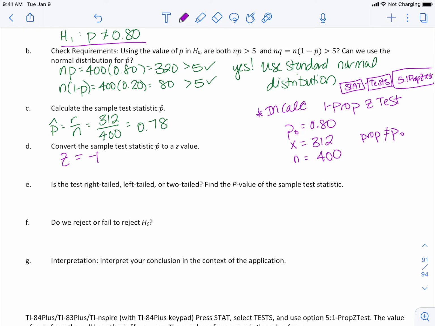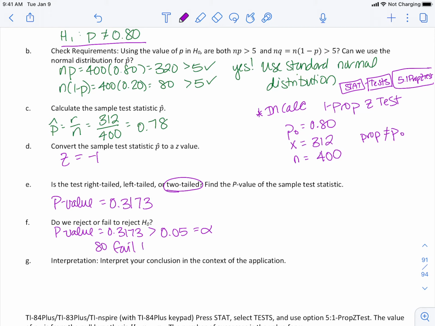Okay, in this case, because we had not equal to, this is a two-tailed test. Our p-value, we can see from the calculator, is 0.3173. So we compare the p-value, 0.3173, to our alpha, which is 0.05. And in this case, p-value is greater than alpha. So we fail to reject our null hypothesis.